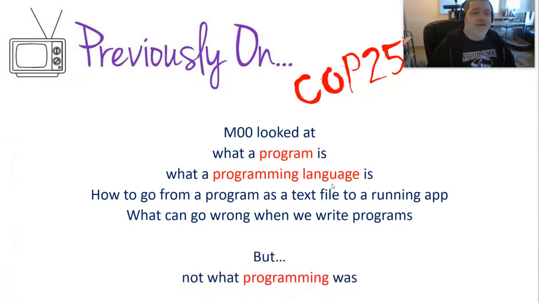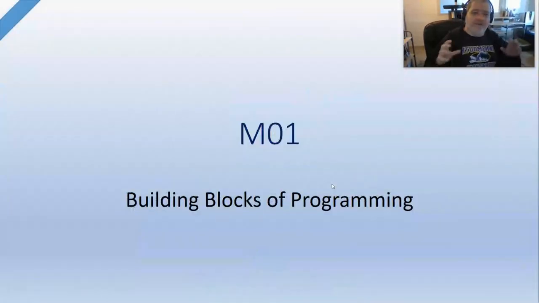Well, now we're going to talk about what programming is: the activity of writing code. What are the rules? What are the options? What are the alternative possibilities? So how do I come up with the code that I write in my Java file so that I can achieve a specific goal? That's going to be the focus of this module. Module 1, M01, we're going to start with what I call the building blocks of programming.